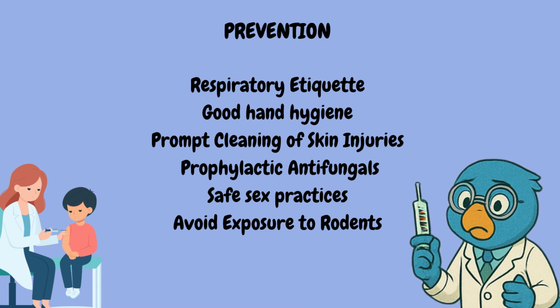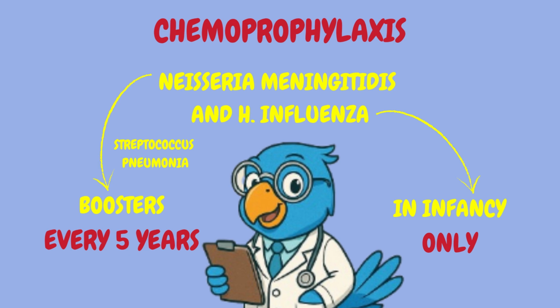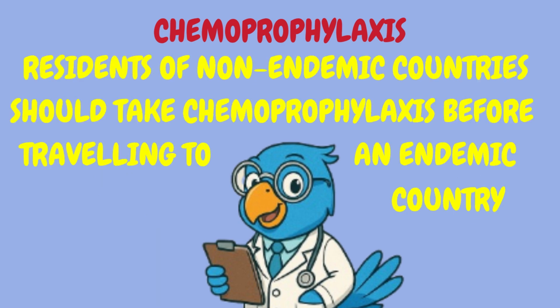can all prevent meningitis. Chemoprophylaxis for those living with Neisseria meningitidis or H. influenzae patients is highly recommended. For vaccinations, H. influenzae can be given in infancy, and Streptococcus pneumoniae and Neisseria meningitidis boosters are given every 5 years. For residents of non-endemic countries traveling to meningitis endemic countries, it's highly recommended to take chemoprophylaxis before your travels.